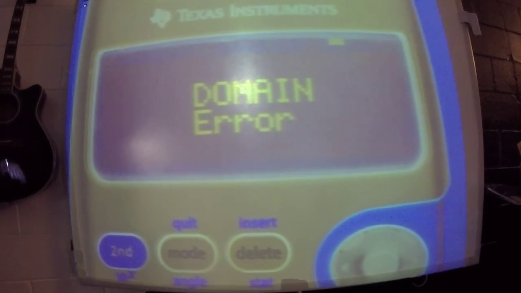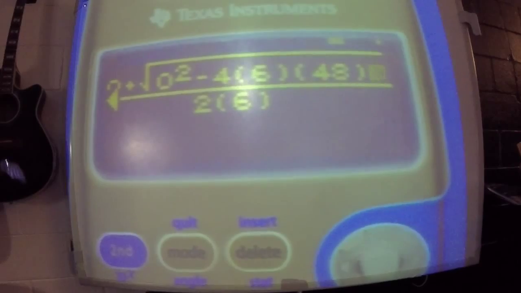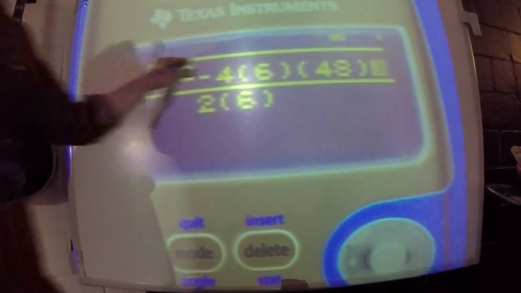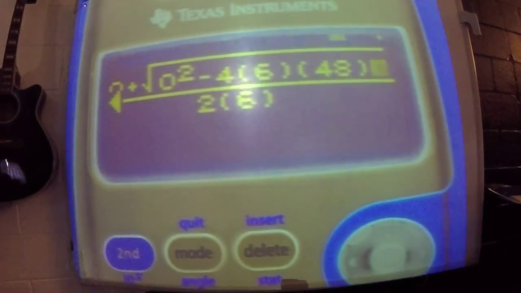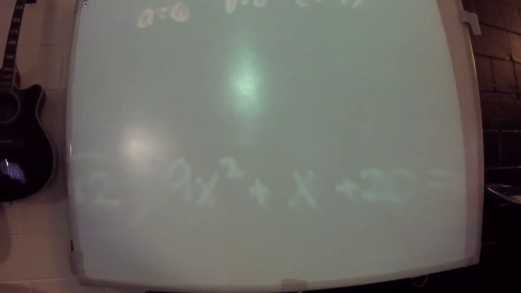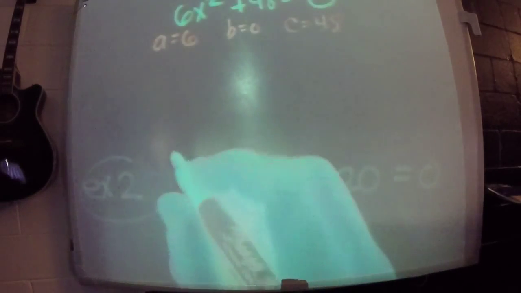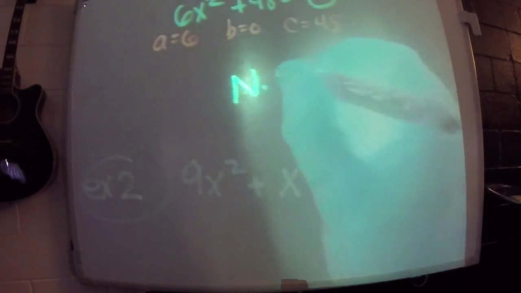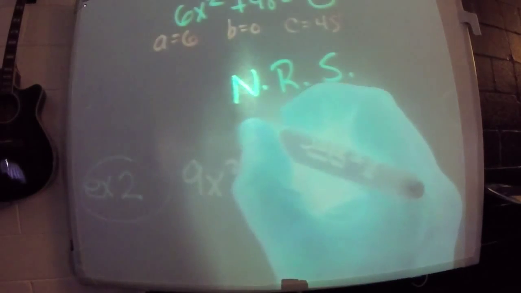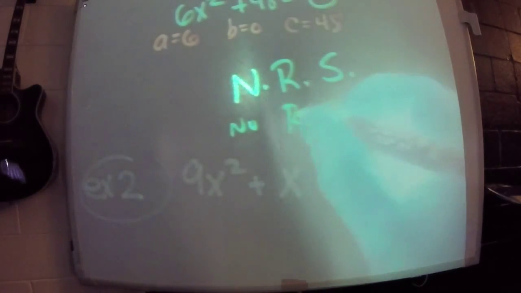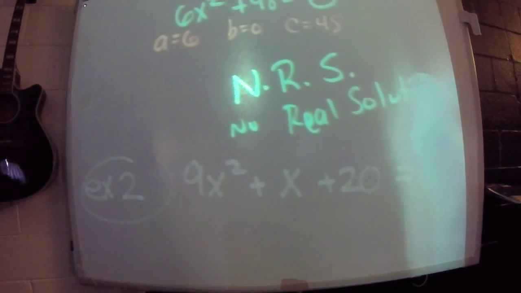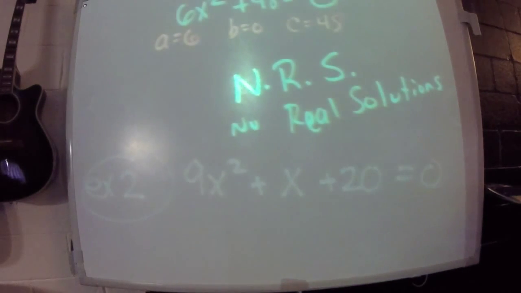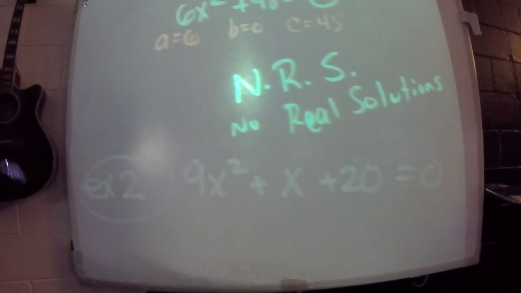Domain error. What that means is what's underneath the root must be coming out to be negative. We'll worry about that more when we get to objective 120. But for today, when you get this error, you're going to say I got no real solution. No real solutions. When you have no real solutions, you actually will have two imaginary ones. Like I said, tomorrow we're going to figure out what they are.